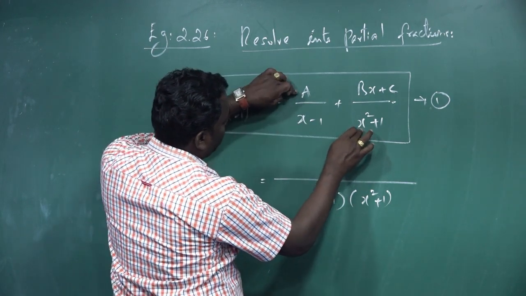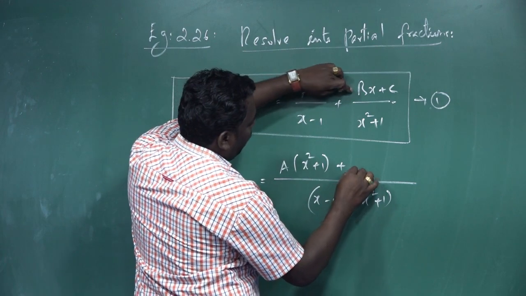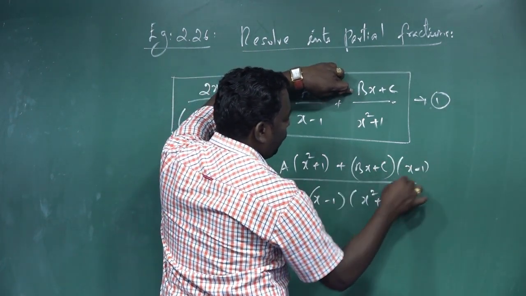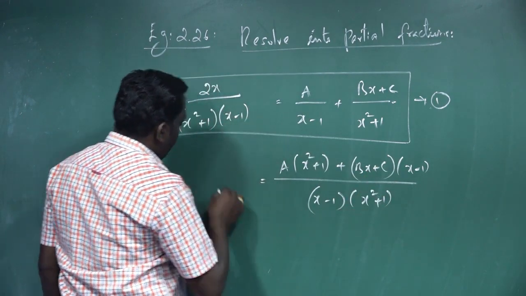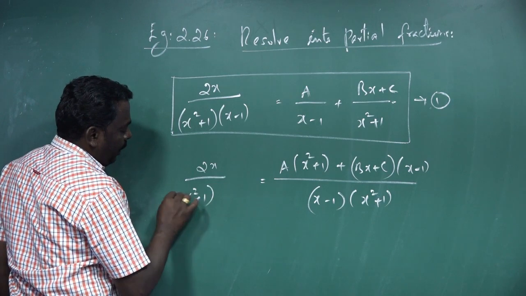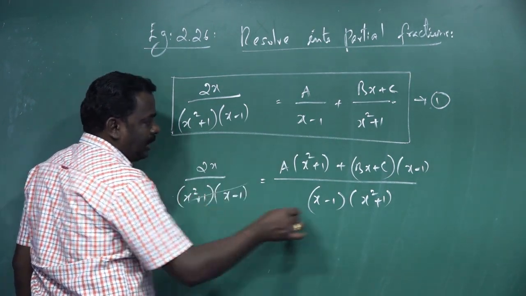Just multiply the cross product: A into x square plus 1, plus Bx plus C into x minus 1. Just the cross product term. Now on the left hand side, 2x by x square plus 1 into x minus 1, and both are the same, and both cancel.